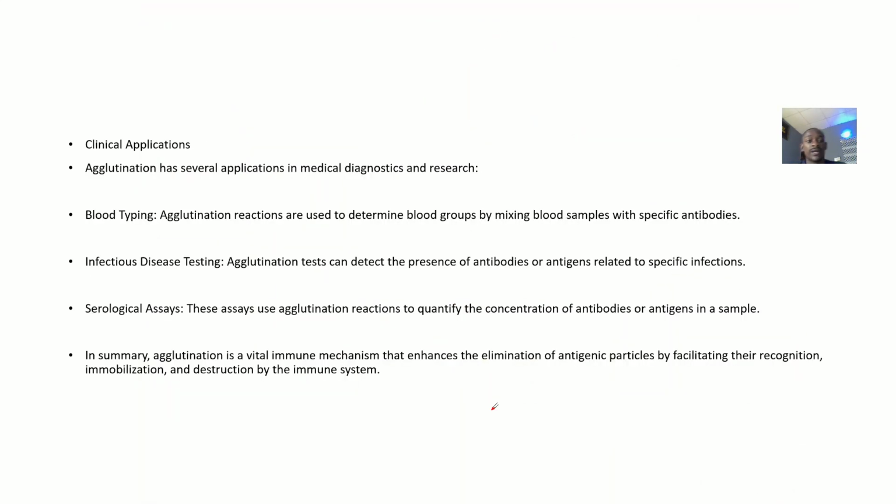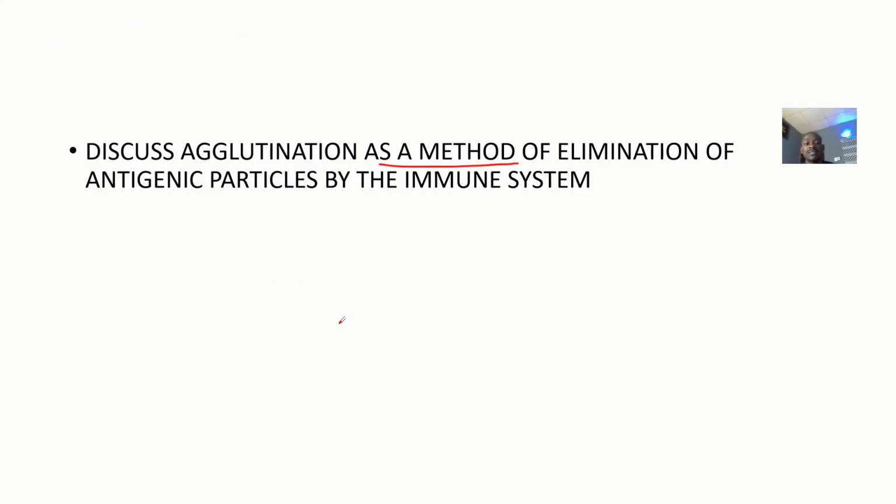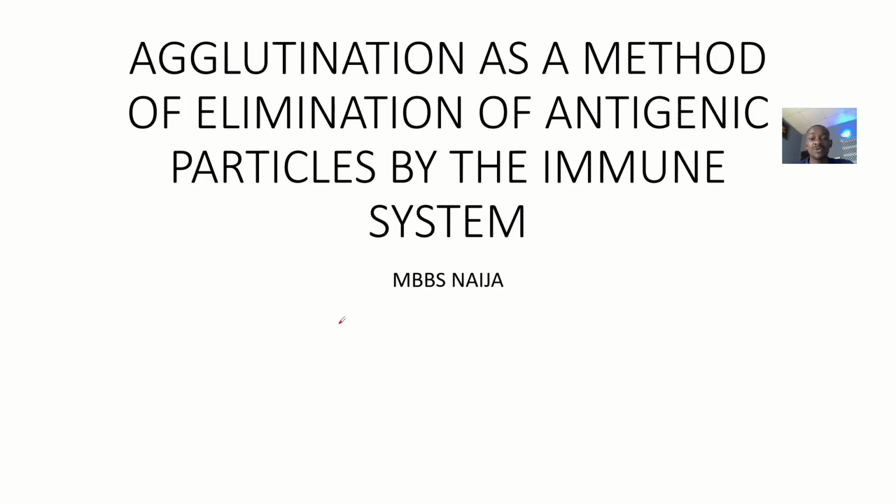Alright, so clinical application is in blood typing. You know what I was telling you guys about. Agglutination reactions are used to determine blood groups by mixing blood samples and specific antigens. Infectious disease testing: agglutination tests detect the presence of antibodies and antigens related to specific infections. Serological assays: these assays use agglutination reactions to quantify the concentration of antibodies or antigens in a sample. Alright, so that's it for agglutination as a method of elimination of antigenic particles by the immune system.